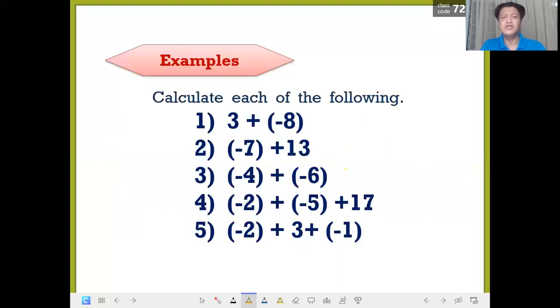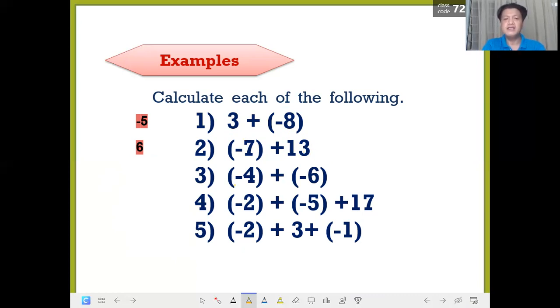Okay, with that, you are going to calculate each of the following. We have 3 plus -8. The answer is -5. Bakit siya -5? Kasi different sign. Remember, the rule is simply subtract and then copy the sign of the integer with the greater absolute value. Okay, next, number 2. Bakit po siya 6? Kasi -7 plus 13, meaning to say, subtract natin. 13 minus 7 is simply 6. Since mas malaki yung absolute value ni 13, copy the sign of 13.